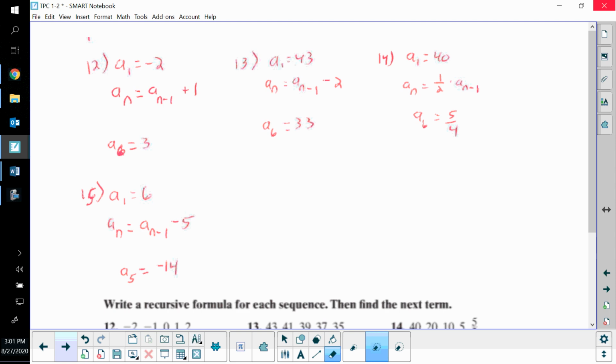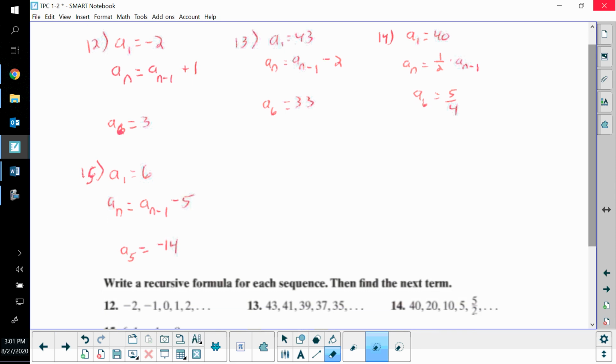Now looking at your homework ones, our recursive formulas, you had to tell for each of them what A1 was, then AN equals AN minus 1 and whatever the pattern was. So you had a plus 1, a minus 2, a times a half. Now for the times a half in 14, you could have had divided by 2. And then you have a minus 5 for the 15. And then they wanted you to tell what the next term was. So just continue that pattern once more. So in 12, your next term was 3. Then you had 33, 5/4. You could have also had, instead of 5/4, 1.25. That'd be fine. And then negative 14 in question 15.